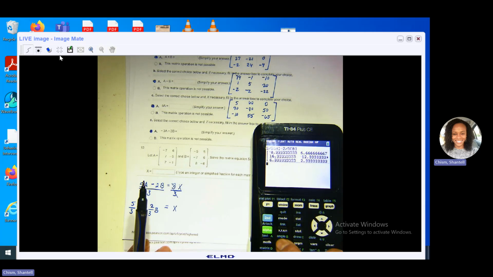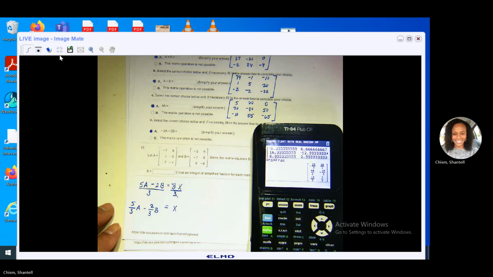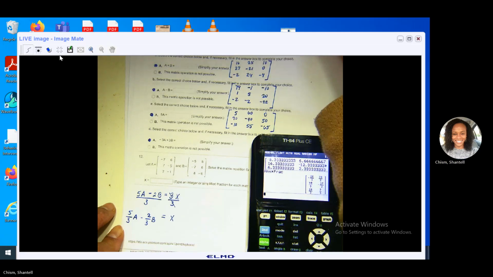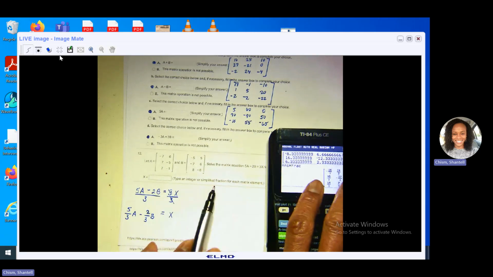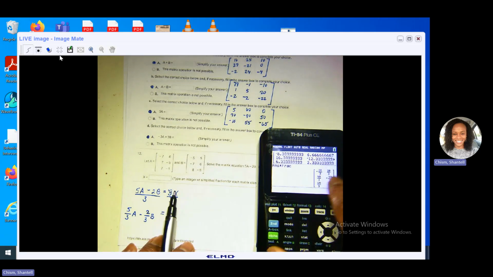So I'm going to press math. Frac is highlighted first. I'm going to press enter to select it. And what the calculator is going to do now is take these answers and put them in fraction form. And there we have it. Okay. And it says type an integer or simplified fraction for each matrix element. This will be our answer for each matrix element.